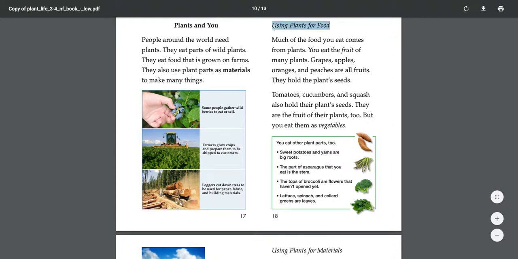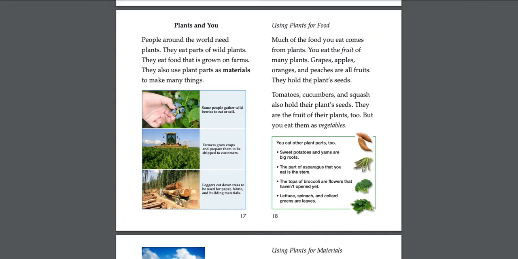On to our section called Using Plants for Food. Much of the food you eat comes from plants. You eat the fruit of many plants. Grapes, apples, oranges, and peaches are all fruits. They hold the plant's seeds. Tomatoes, cucumbers, and squash also hold their plant seeds. They are the fruit of their plants too, but you eat them as vegetables.